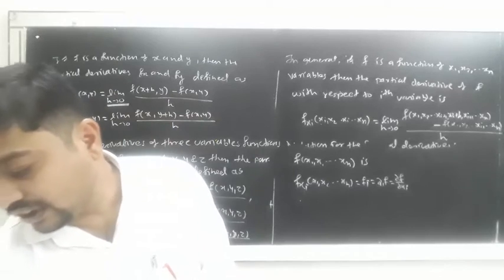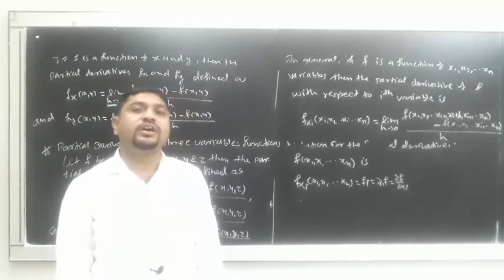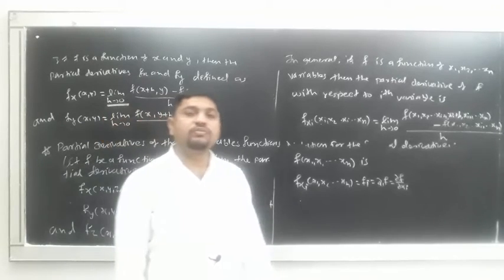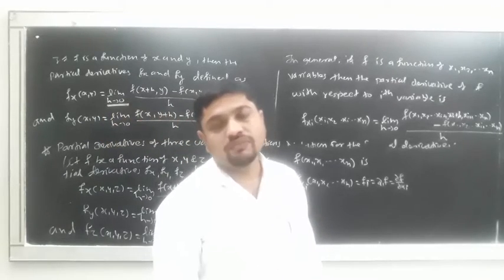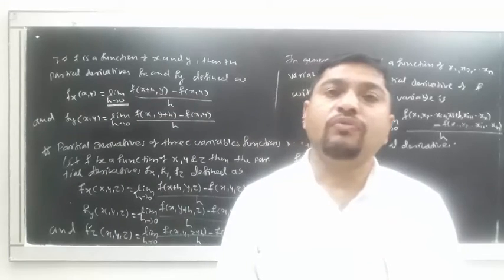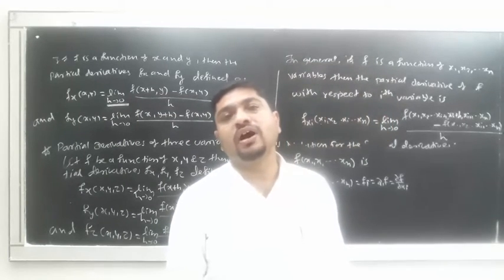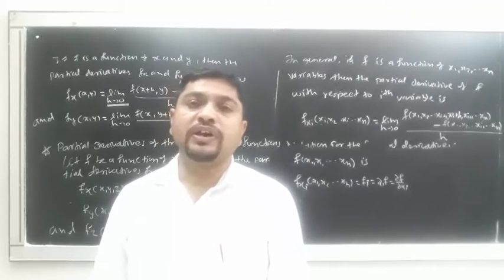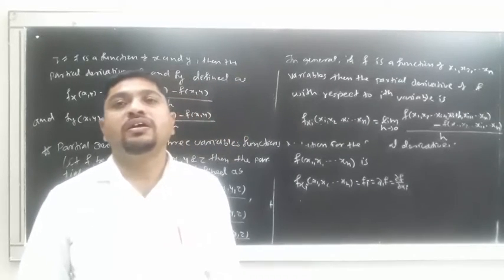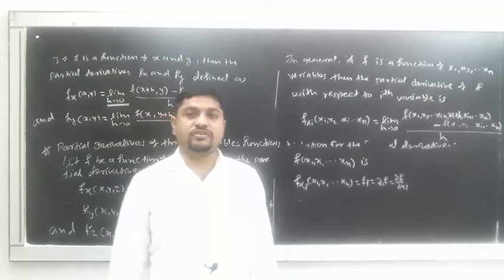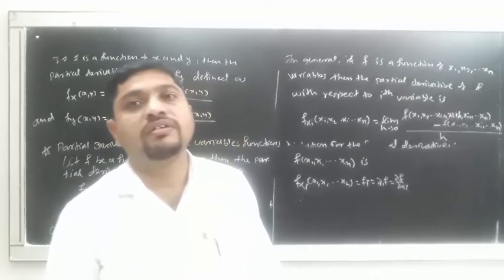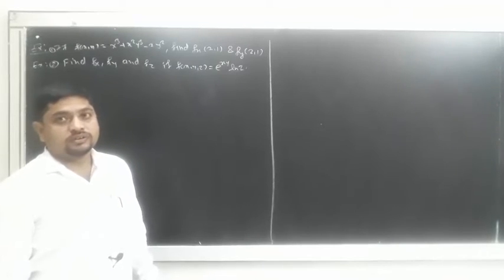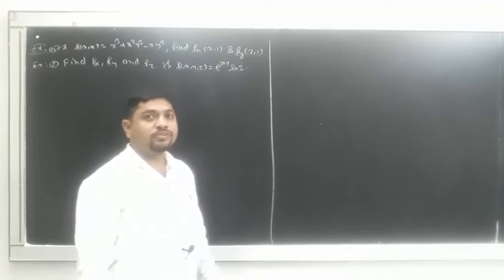So what we see is the partial derivatives of one variable, two variables, three variables and n variables. And what is the theme of this? You just differentiate the given function with respect to one variable, keeping the remaining variables constant. So we will solve some problems on this.